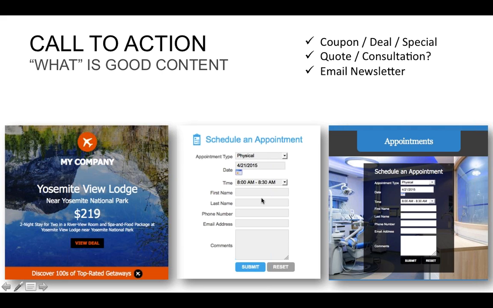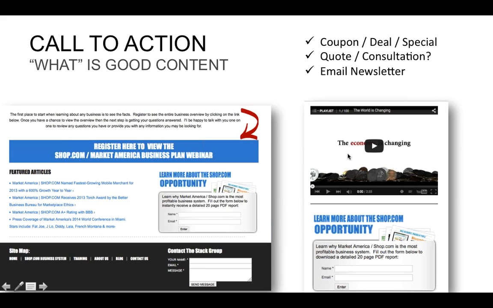Or let's say you're a motives consultant. People can book appointments to get a custom blend, or maybe have you do their wedding, or whatever it is that you want them to book an appointment for. You can actually use the appointment setting tool to do that.